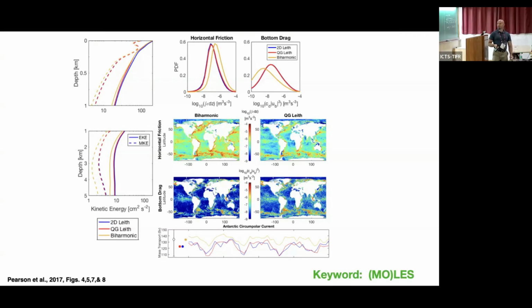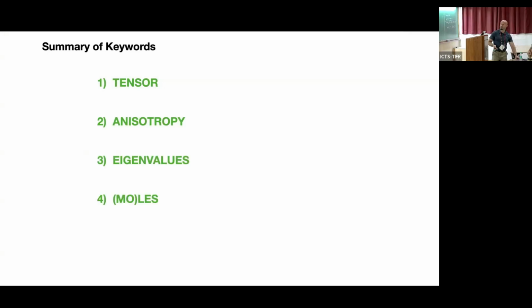Okay, but that little aside was really just to give you a new keyword, MOLES, or mesoscale ocean large eddy simulation. And those are the keywords. So we had tensor, we had anisotropy, we had eigenvalues, and we had MOLES. And that leads into the new stuff. So we're ready for anisotropic viscosity.